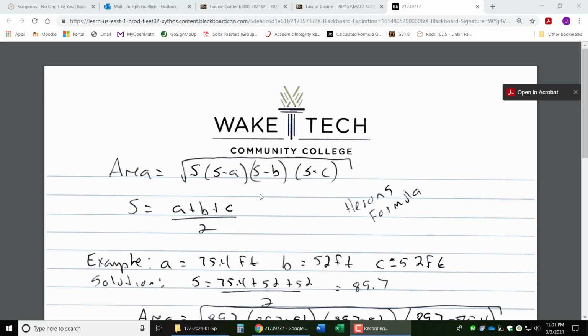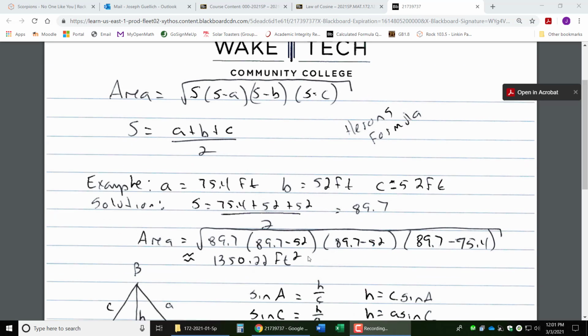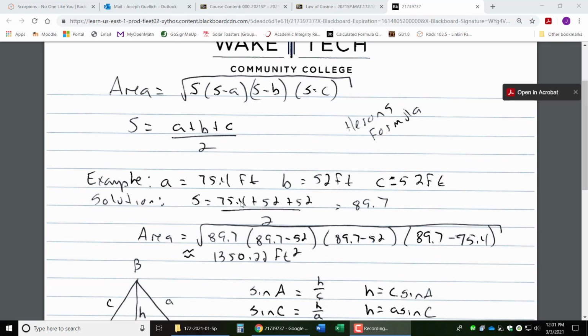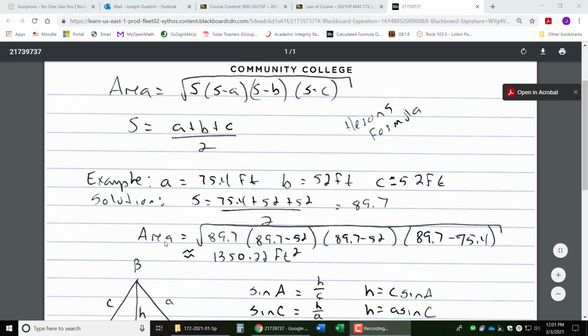right there. Now I'm going to show you another example where you don't have to use this formula. So if you don't want to memorize a new formula, don't bother. You already know how to solve for the area of a triangle, and I'll walk you through the same example the other way. Okay, so 3 sides of the triangle are given. We find S, the semi-perimeter, add the 3 sides up, divide by 2, plug all those values into the formula, type it in the calculator, 1350.22 square feet.